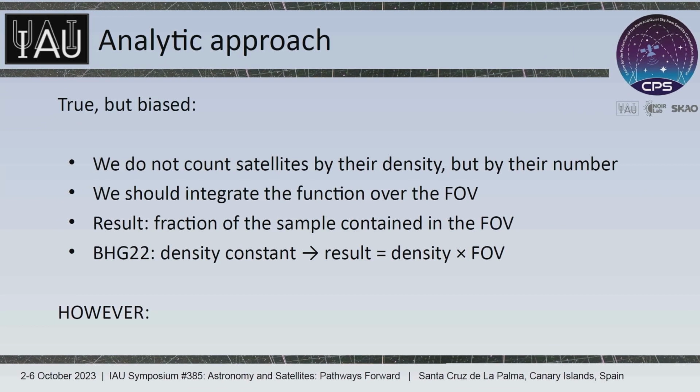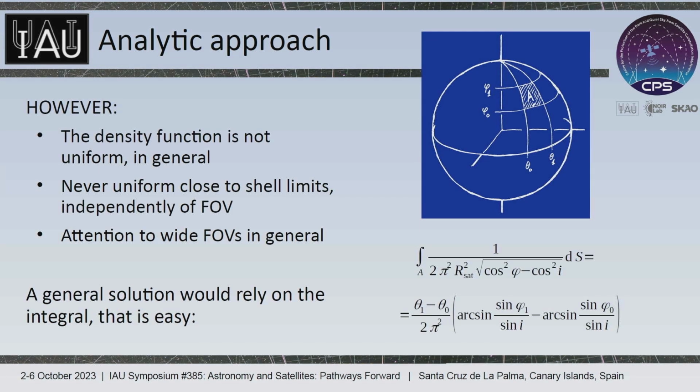And in the article, we were admitting that the density is constant inside the field of view. So we got the density from the function, and we admitted that it was constant all over the field of view. So we simply multiplied the density by the field of view. But this is not strictly true, and this is the new contribution of this talk.